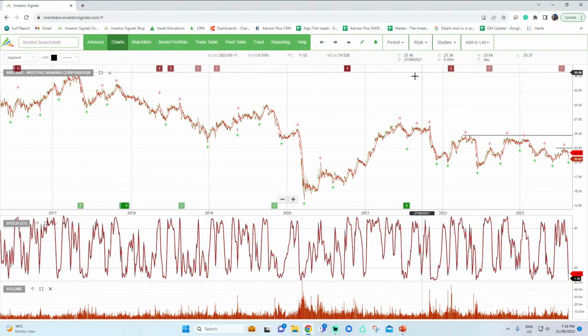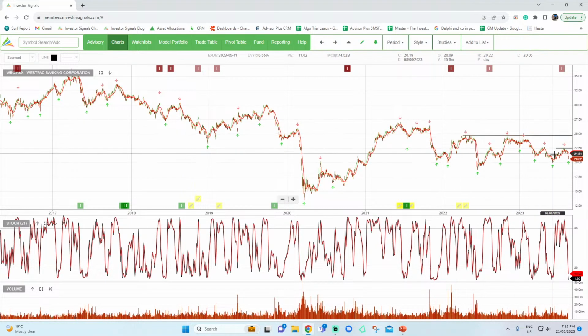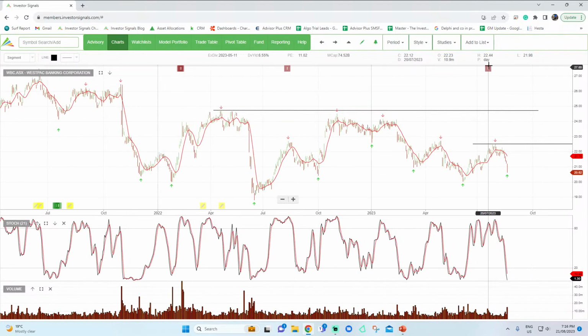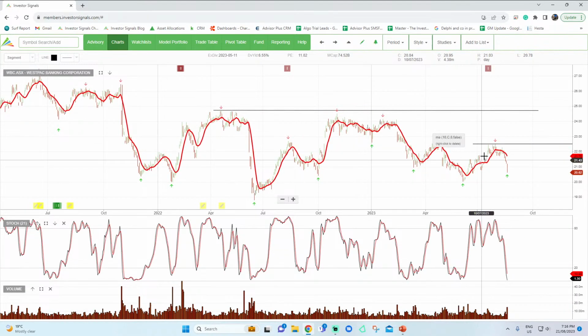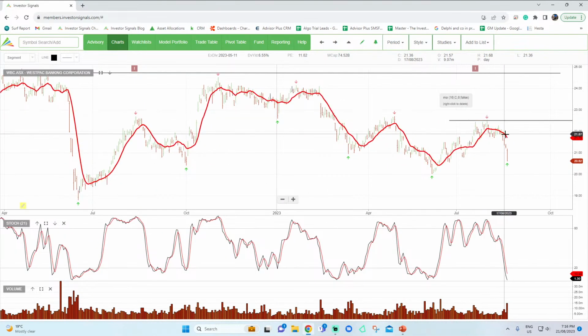So Westpac, you can see here the main pattern that the algorithm's picking up is the lower lows, lower highs. And if we have a look at the most recent structure there, it made new lows, made a lower high there. And the price action, just as a final filter, we look at the red arrow and the price action below the moving average.